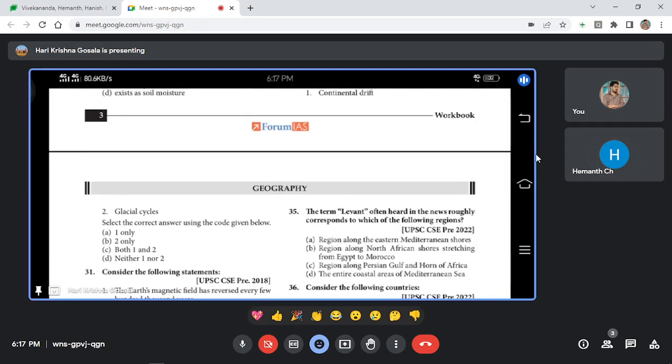The term Levant, often heard in the news, roughly corresponds to which of the following regions?